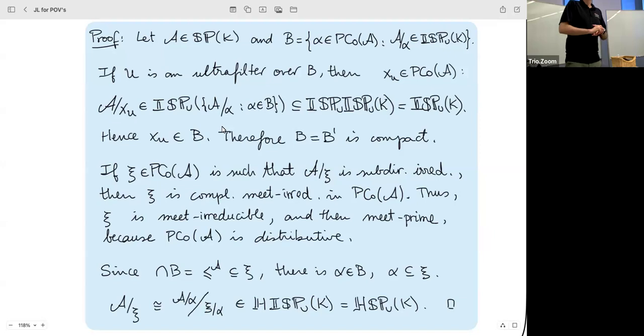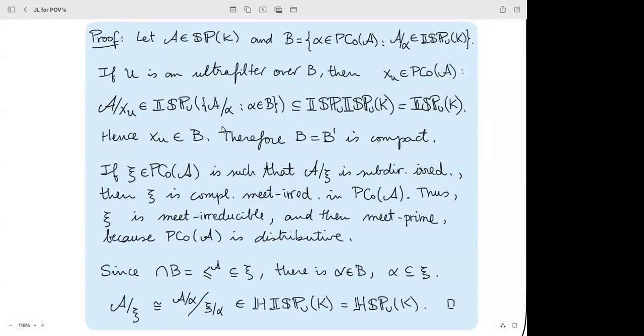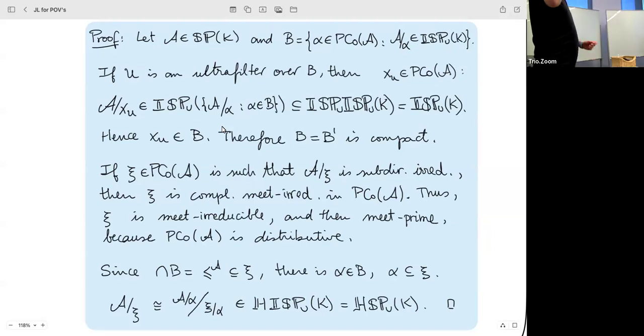Okay, now, a couple of remarks to finish. I see that I am already over my time. Here I am claiming that ISPU is equal to ISPU. I don't have a proof of this. Why do I believe that it is true?